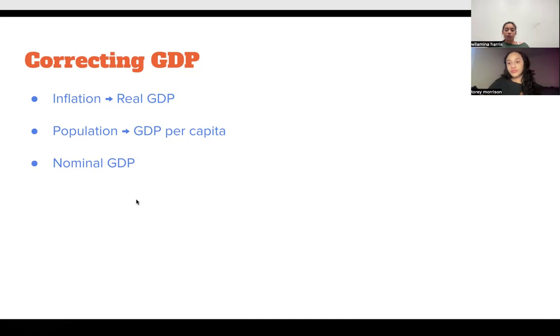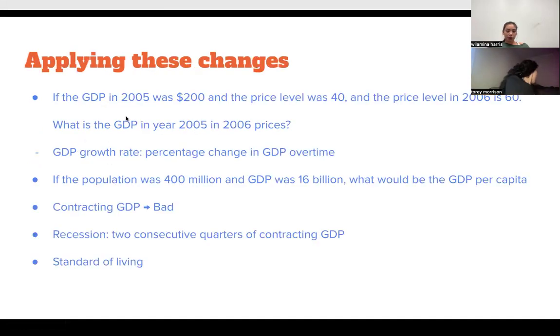GDP per capita is just GDP over population. So, applying these changes: if the GDP in 2005 was $200 and the price level was 40, and the price level in 2006 is 60, what is the GDP in year 2005 and 2006 prices? The first thing we have to do is find the GDP growth rate, which is the percentage change over time, from the price level of 40 in 2005 to the price level of 60 in 2006.